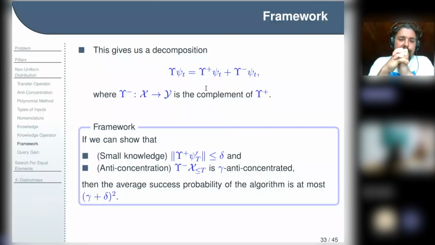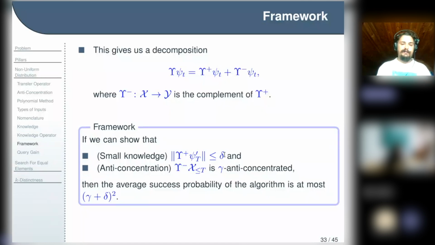Now I have two things. If I can show two things: one thing is small knowledge. This means that the algorithm has small knowledge about the input at the end. Formally, this is stated as the norm of upsilon plus psi t prime, where psi t prime is the final state of the algorithm and I am applying the knowledge operator to it. Of course psi t prime has norm 1. If applying upsilon plus gives a small norm, it means it has small knowledge, so it has at most delta knowledge. So this is one thing.